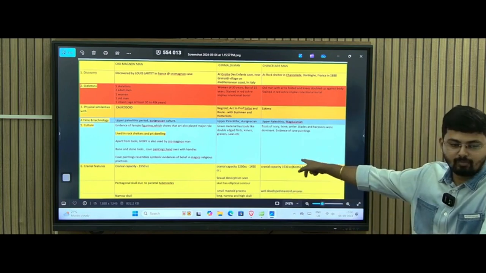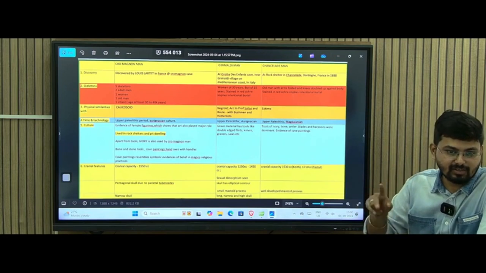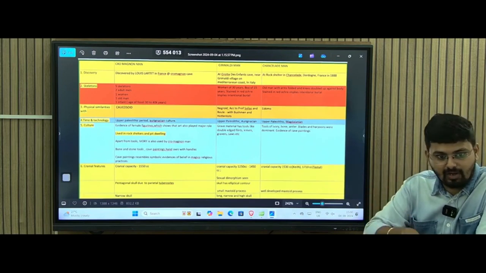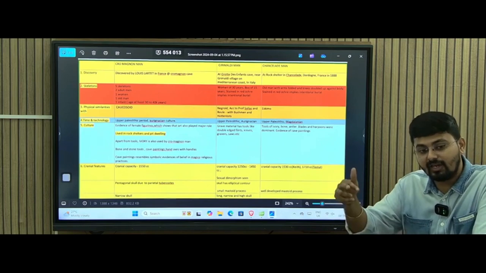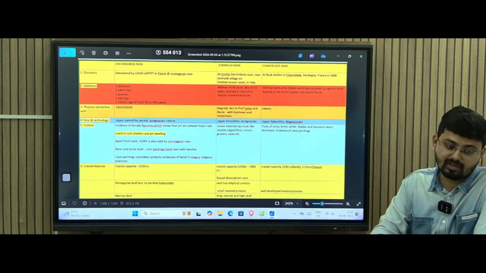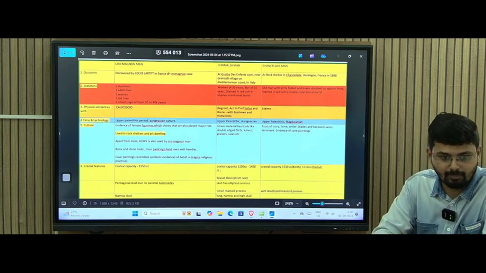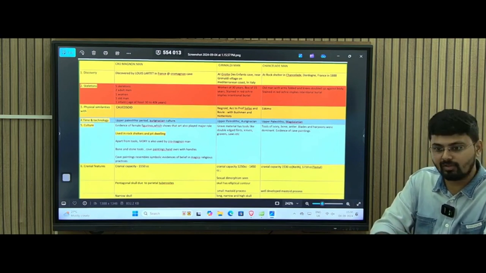So if you see that interbreeding which we were discussing, it is believed that Homo sapiens developed in Africa and then went out, then interbred with the Neanderthals. That is the reason you notice some percentage of genetic material overlapping with the modern Homo sapiens.